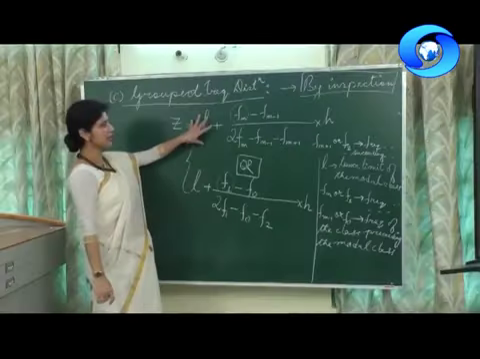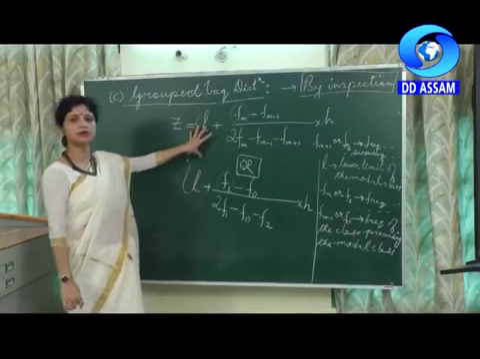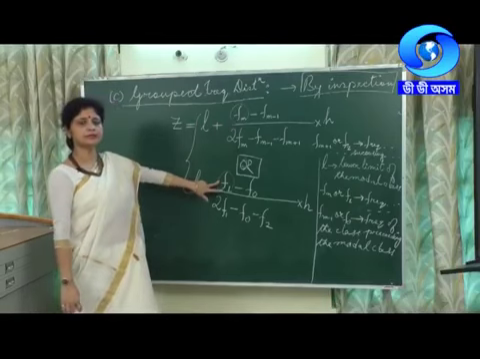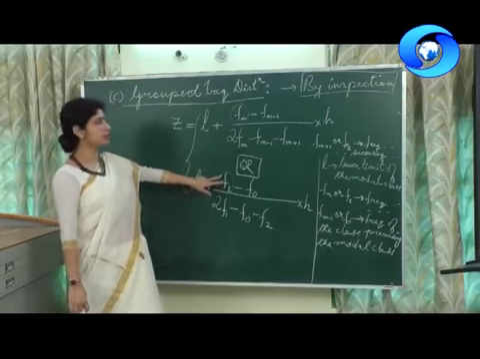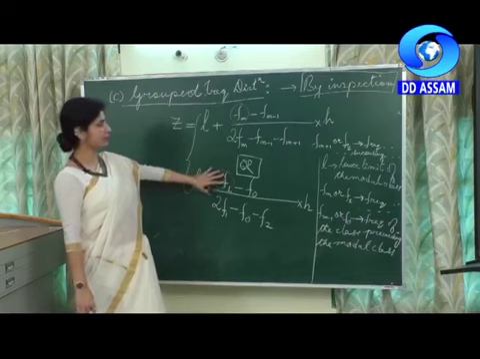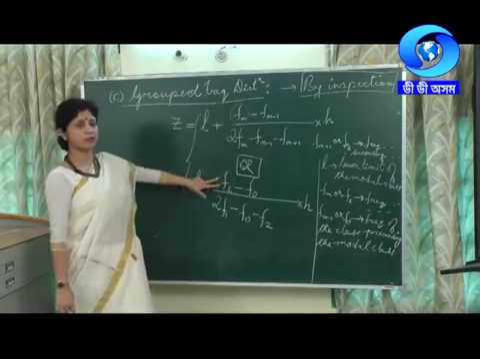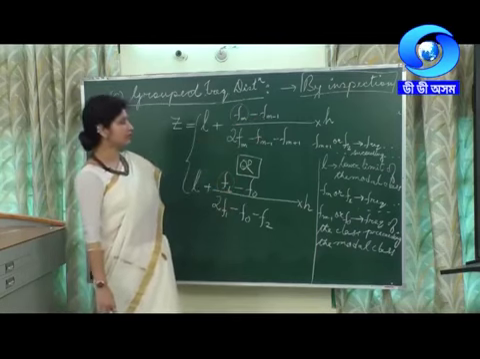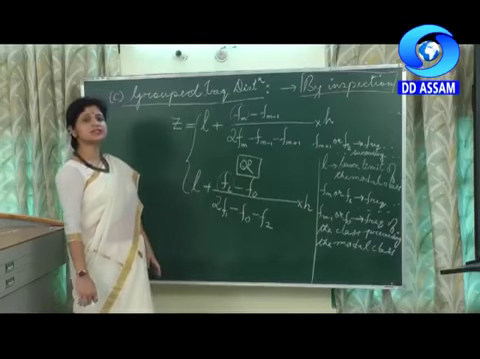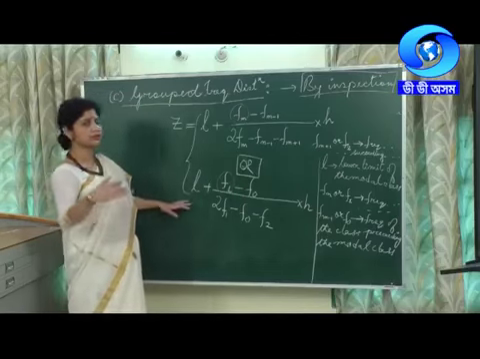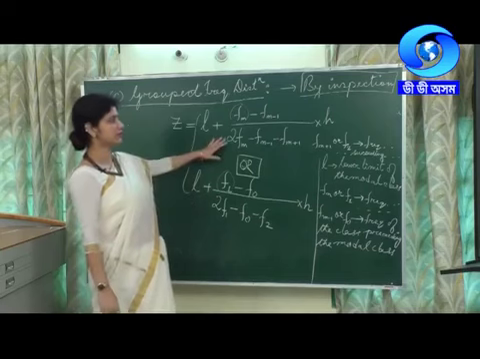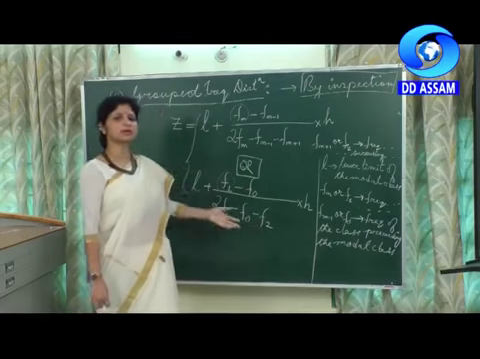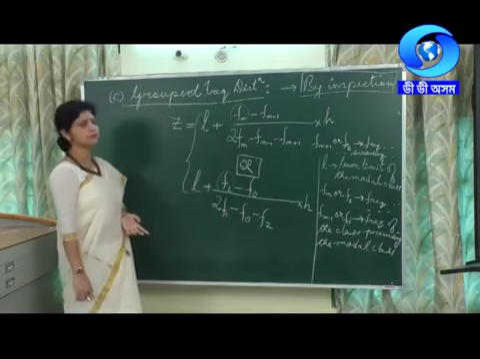L is the lower limit of the modal class. Fm or F1 is the frequency of the modal class. Fm minus 1 or F0 is the frequency of the class preceding the modal class, that is, the frequency of the previous class interval. And Fm plus 1 or F2 is the frequency of the next class interval after the modal class.